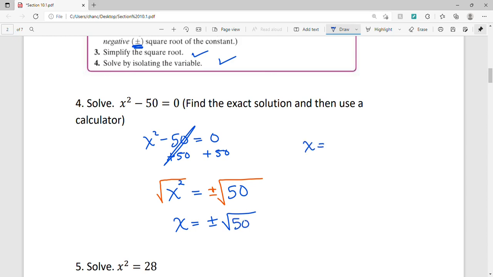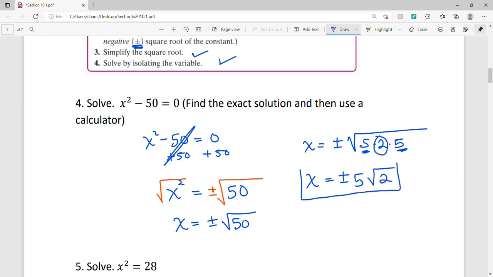We could simplify the square root of 50 as 5 times 2 times 5. Now we're looking for pairs. I know 50 is 5 times 2 times 5, so I have a pair of 5s. This means I can simplify my solution as plus or minus 5 root 2. There's a 2 left on the inside. And so we do have two solutions, -5 root 2 and +5 root 2.